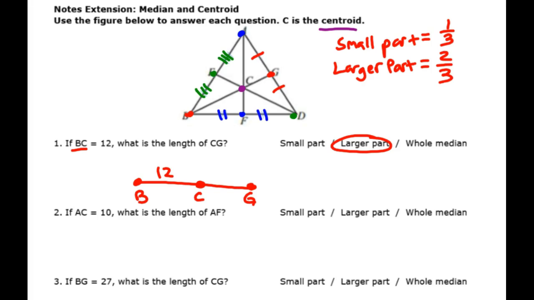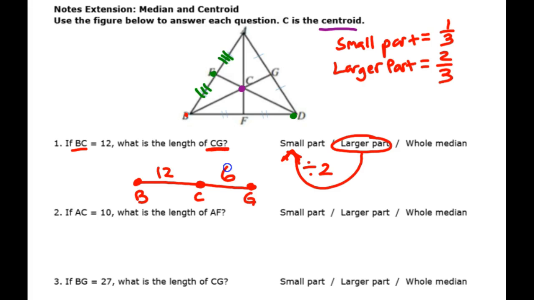We talked about yesterday. If you know a part, it's easy to get the other part, okay? So if you have the larger part, to get the smaller part, you're going to divide by 2, okay? How do I know that? Because if the larger part is 2/3, and I want the small part, which is 1/3, remember, to get from 2/3 to 1/3 is just half, okay? So anytime you are given the larger part, you can find the smaller part, which is just half of that, which is 6, okay?